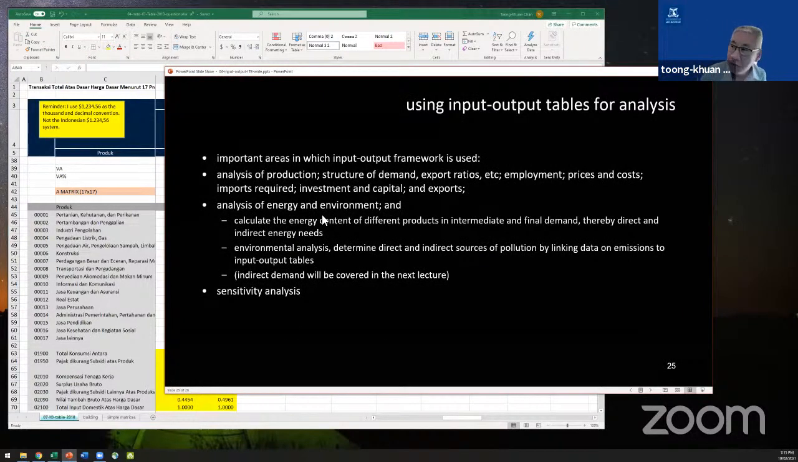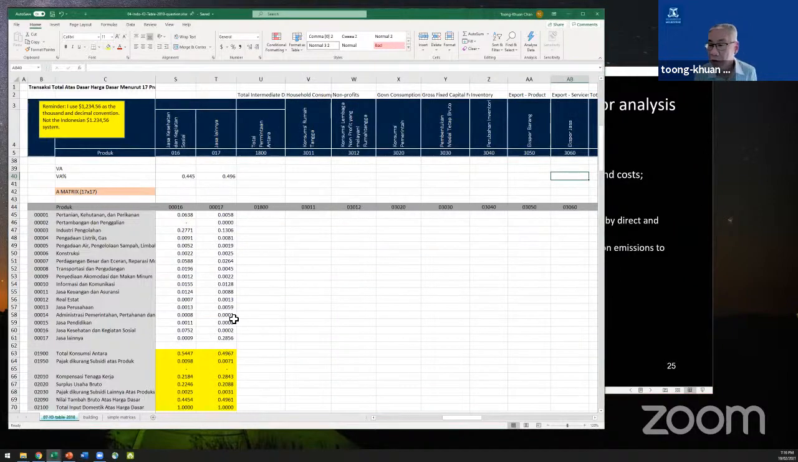Okay, so how can we use input-output tables? We can analyze production. You can look at the structure of demand. We can identify export ratios. We can look at employment. You can understand prices and costs. You can also look at how minimum wage will impact construction output.